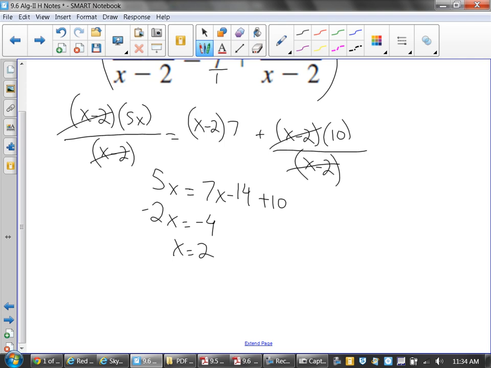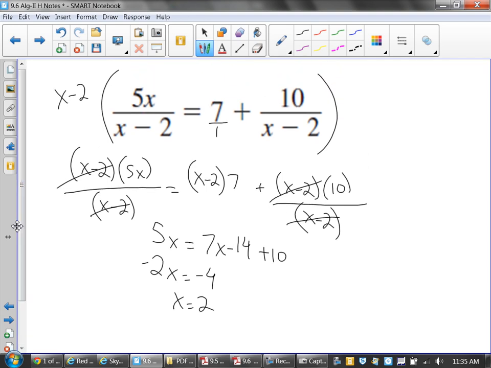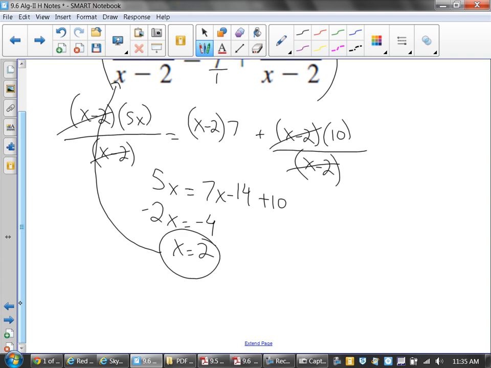Wait, what? Correct. Take a look at what happened here. We said that x is equal to 2. Can x be 2? Yeah. If x is 2, what happens? You can't. Can you divide by 0? You have to sometimes go back and double check your work. This is a no solution.